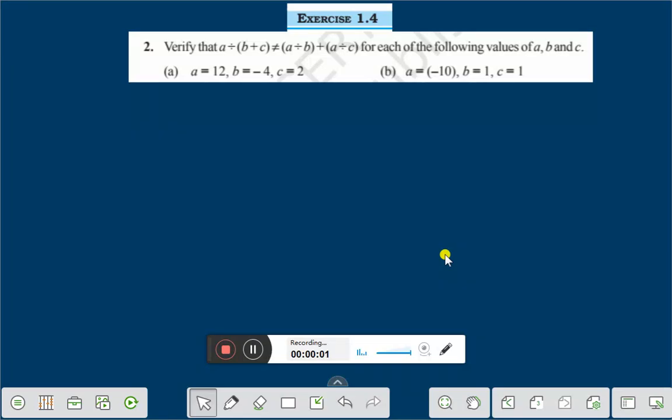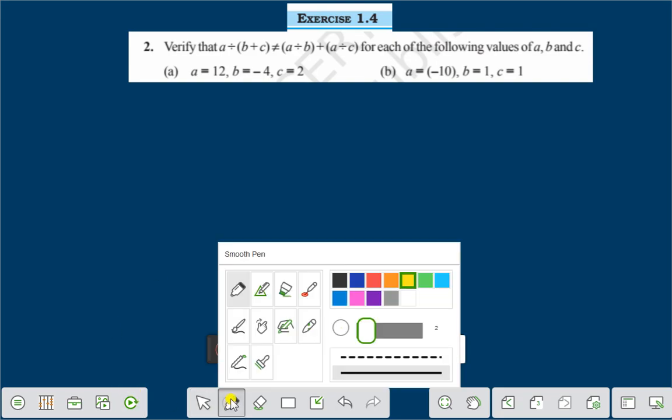Today we shall discuss exercise 1.4 question number 2. Verify that a divided by in bracket b plus c is not equal to a divided by b plus a divided by c for each of the following values of a, b and c. Let us verify whether it is true or not.